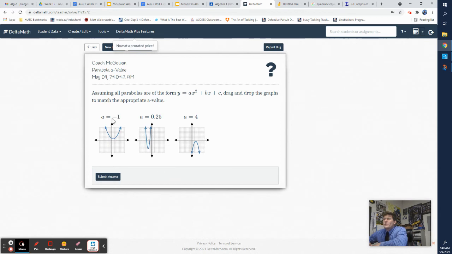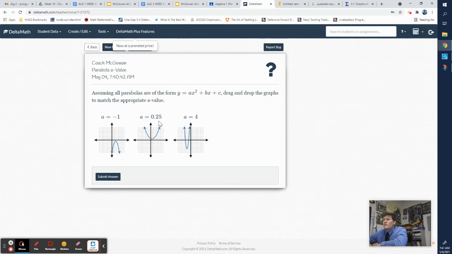There's 3 graphs that you have to match with these 3 different values. You have A equals -1, A equals 0.25, and A equals 4. Now, negative means it has to go down. That's the only one going down. It has to match with this one. See how I just dragged and dropped?